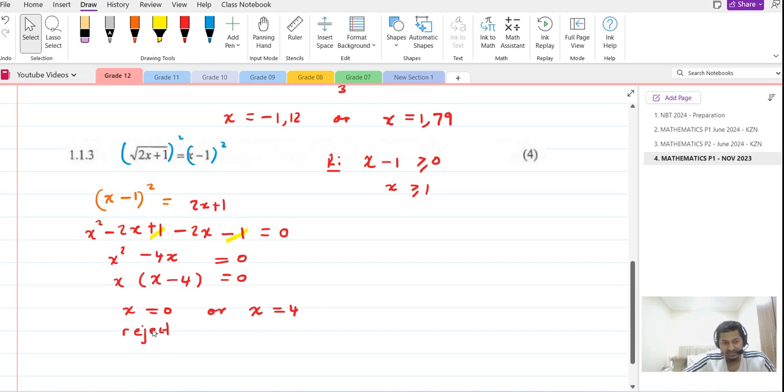If you substitute 0 into the original equation, not the squared equation, you get the square root of 0 minus 1, and you know the square root of a number can't be negative, so on the left hand side you're getting 1 and on the right hand side you are getting minus 1. So 0 can't be equal to minus 1. That's the reason why you reject. So we only have one answer, therefore x equals 4.